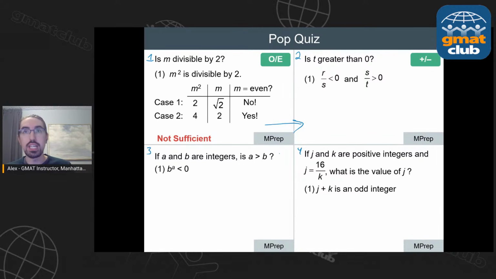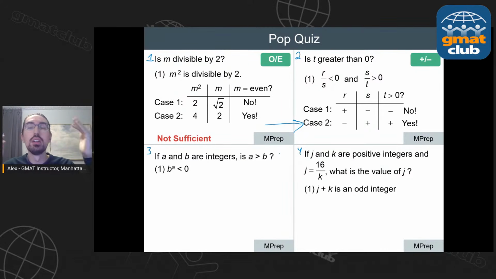If that's positive, then they have to have the same sign. So if R and S are different and S and T are the same, then whatever S becomes is the same for both. So then R would be different from S, which means it's different from T. But still, we have 2 options there, right? If R is positive, T is negative. If R is negative, T is positive. 2 different options, meaning not sufficient.